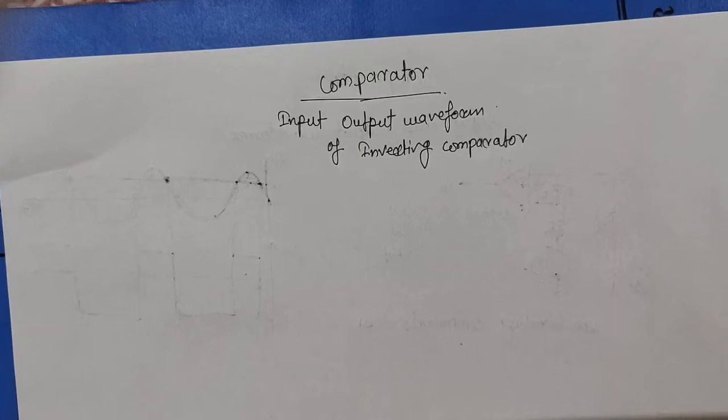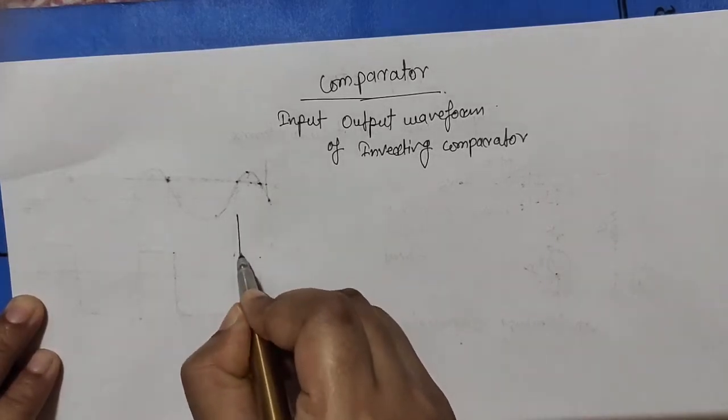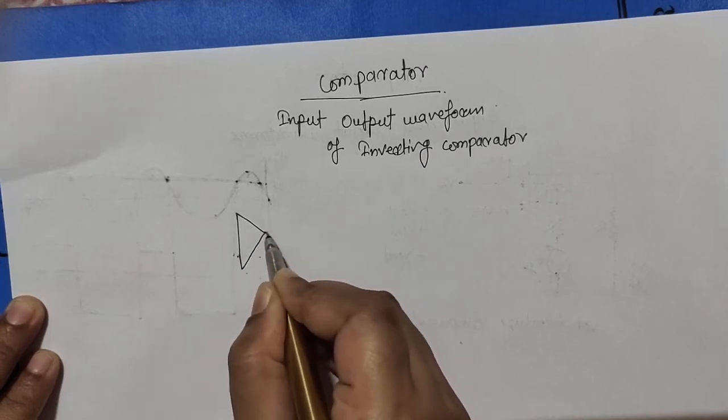Hello friends, today we are going to discuss the input-output waveform of an inverting comparator. First, we will design the comparator circuit. For the comparator circuit, the op-amp is always used in an open loop configuration.